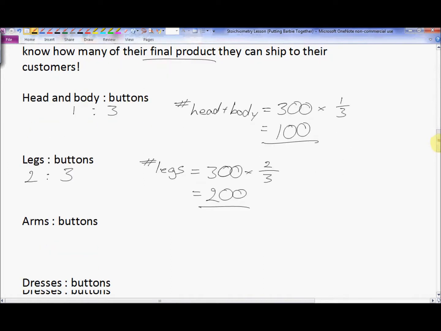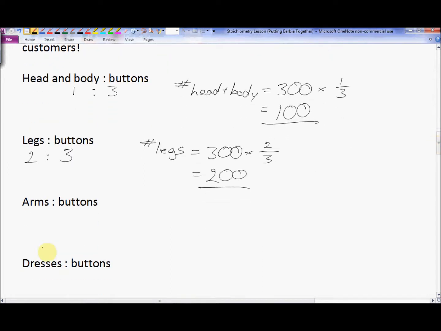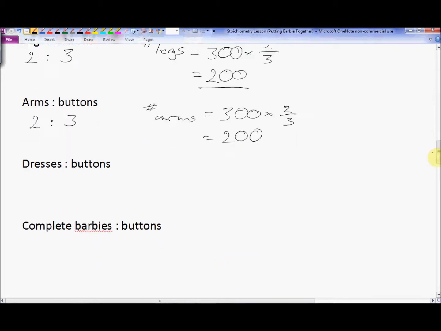Arms to buttons. So 2 arms go with every 3 buttons. So it's similar with the legs. So the number of Barbie arms you'll need to combine with our buttons will be 300 buttons times 2 over 3, which is 200 arms. Dresses, the ratio of dresses to buttons will be 1 to 3.